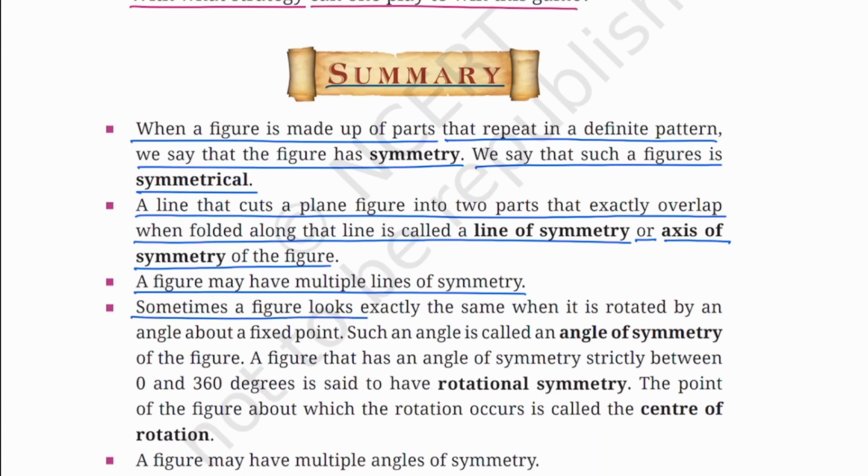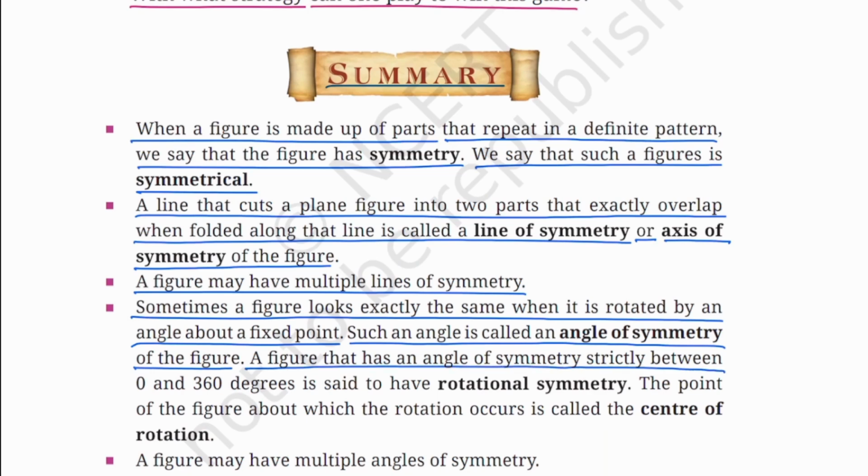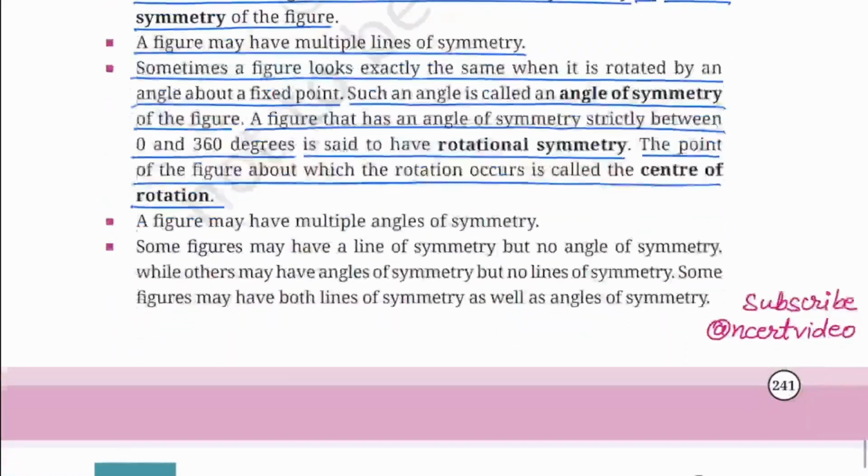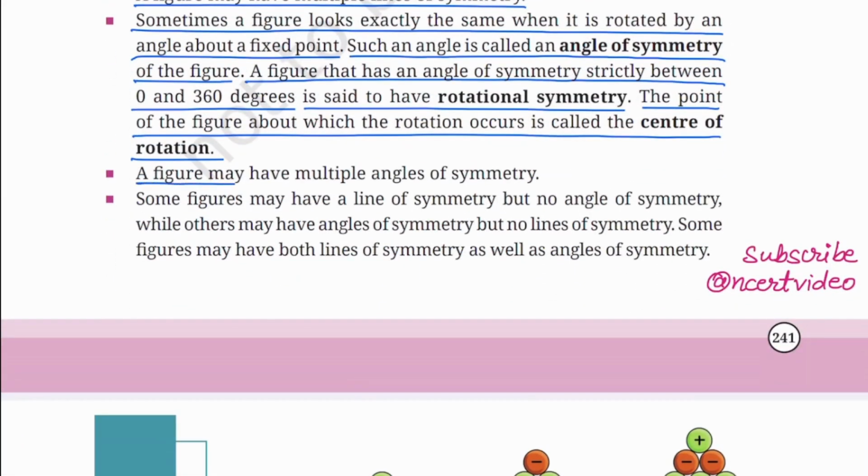Sometimes a figure looks exactly the same when it is rotated by an angle about a fixed point. Such an angle is called an angle of symmetry of the figure. A figure that has an angle of symmetry strictly between 0 and 360 degrees is said to have rotational symmetry. The point of the figure about which the rotation occurs is called the center of rotation. A figure may have multiple angles of symmetry.